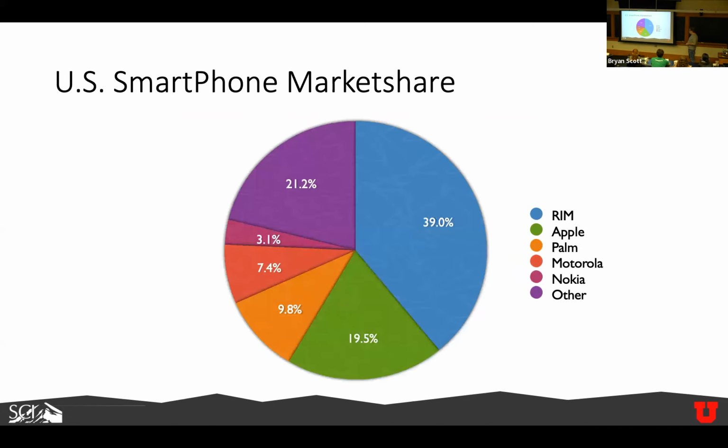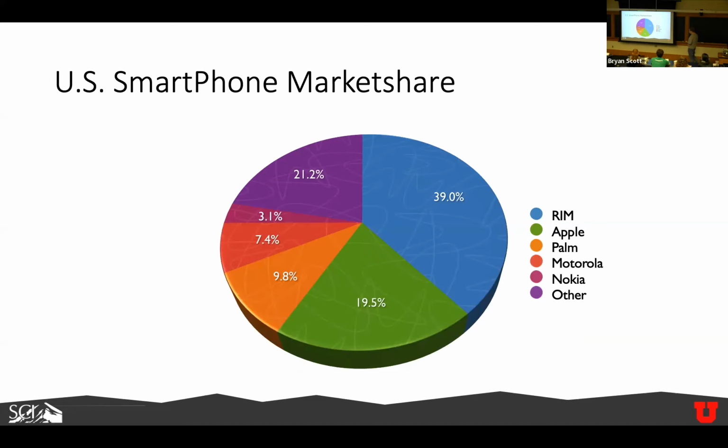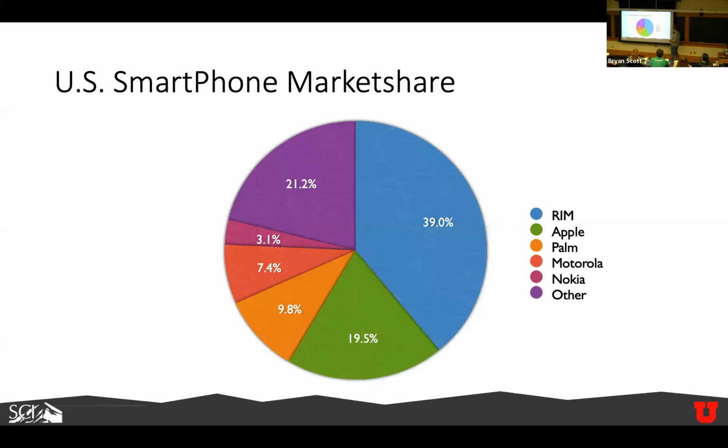This is more realistic, and I would say a bar chart's even better, how well Apple is doing. Right? Here, this 39% looks a lot smaller. It looks almost similarly sized to the 20% of Apple.